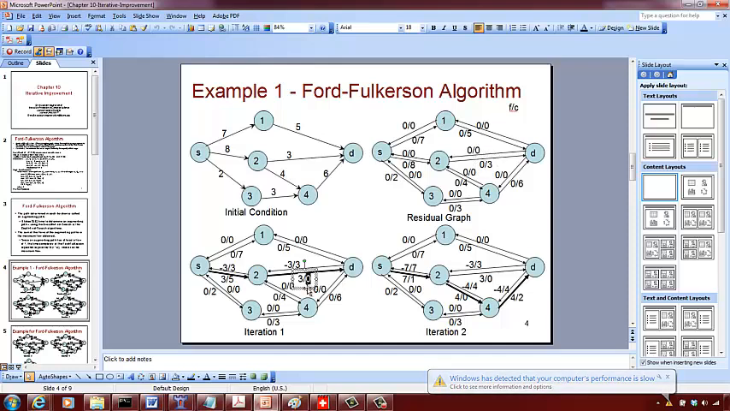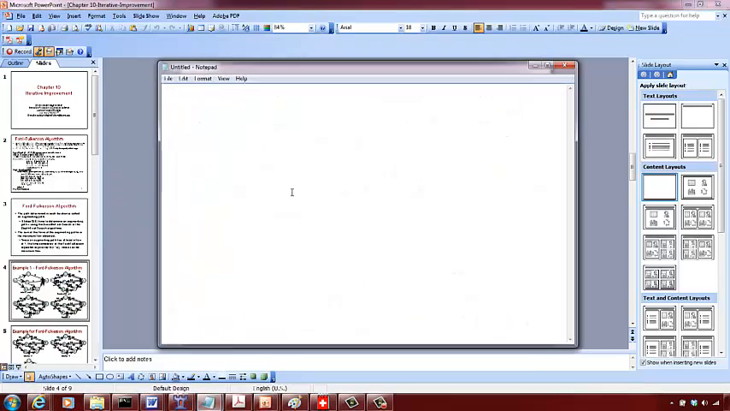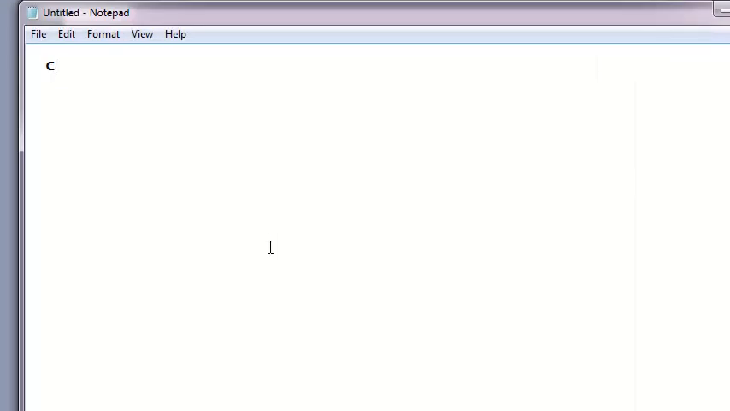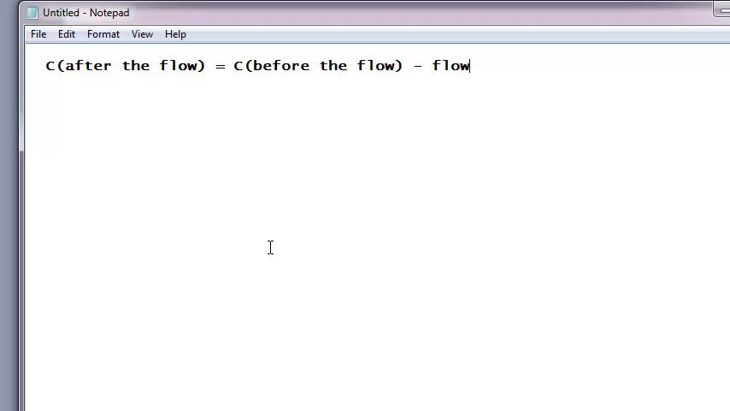which is 0. And on the reverse direction, in each case, you see the flow is actually 0 minus whatever you're sending. So 0 minus 3 is negative 3. And the formula for the residual capacity is what? Whatever the capacity you are sending, right? So the formula for the residual capacity in each direction is what? The capacity before the flow minus the flow sent.